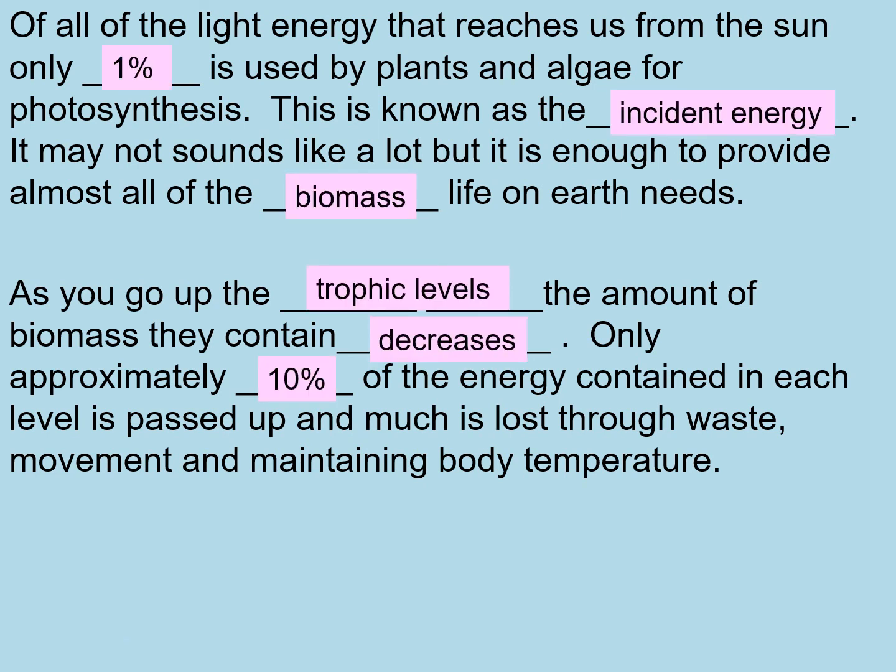And here are your answers. Of all of the light energy that reaches us from the sun, only 1% is used by plants and algae for photosynthesis. This is known as the incident energy. It may not sound like a lot, but it is enough to provide almost all of the biomass life on Earth needs. As you go up the trophic levels, the amount of biomass they contain decreases. Only approximately 10% of the energy contained in each level is passed up, and much is lost through waste, movement, maintaining body temperature.